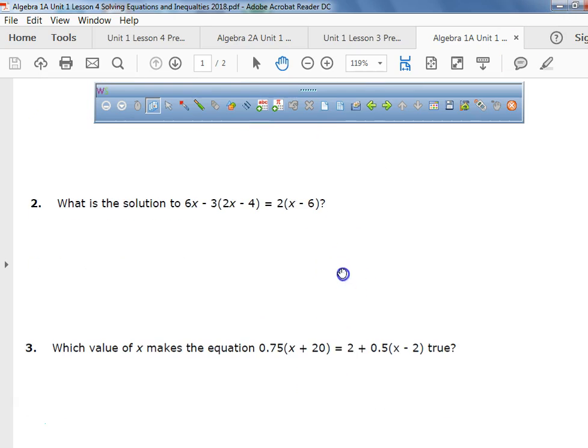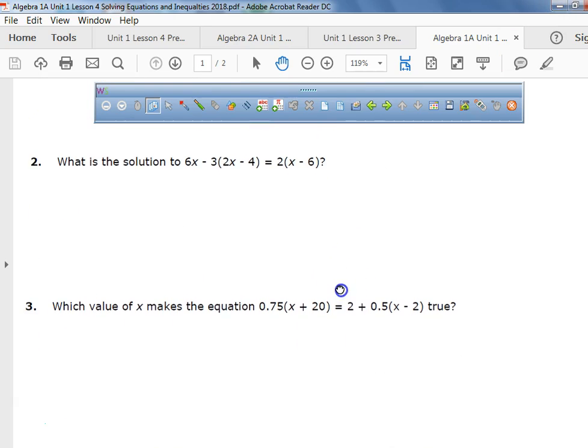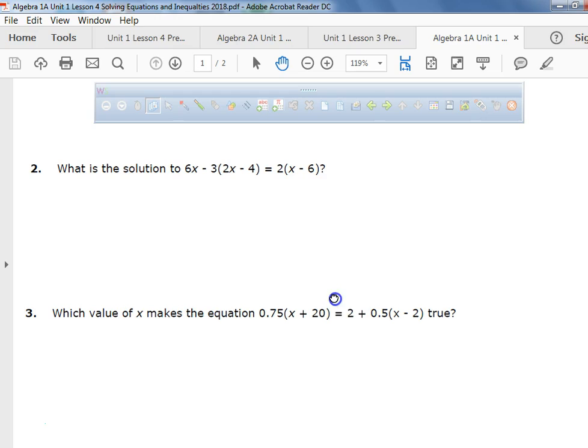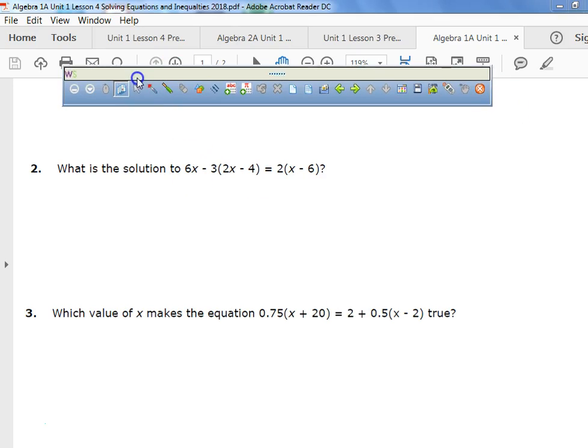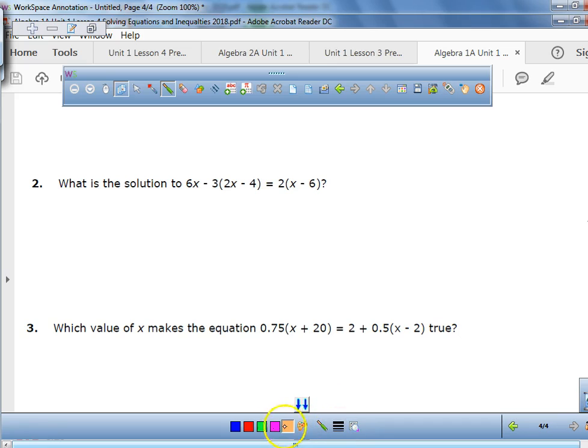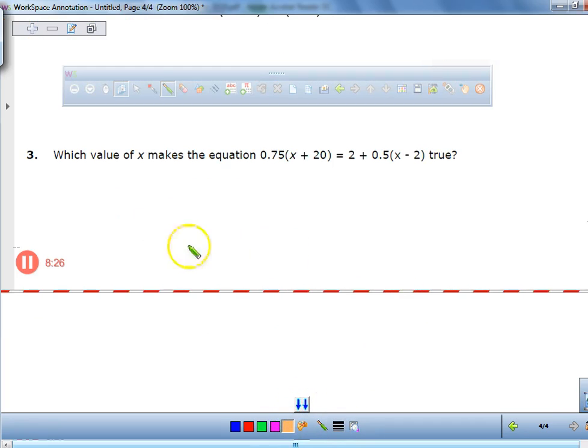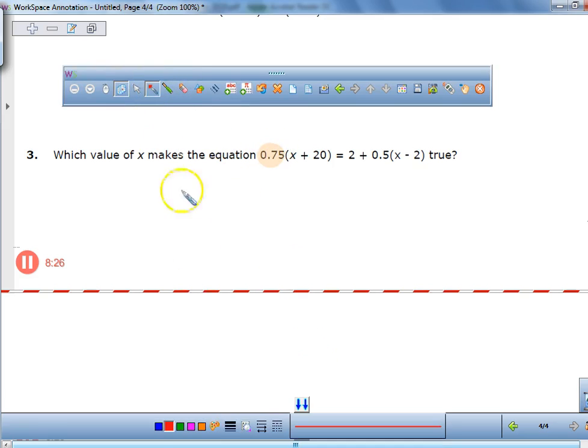All right, what we're going to do now is go down to number 3. This will be the last one we do on this recording. All right, so at this point, what are we going to distribute first? What will be the very first thing we need to distribute on number 3? All right, 0.75. I'm going to distribute that first.